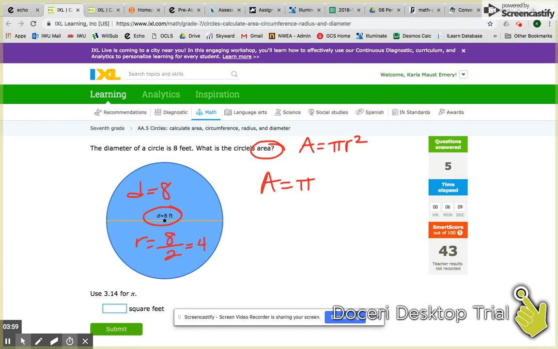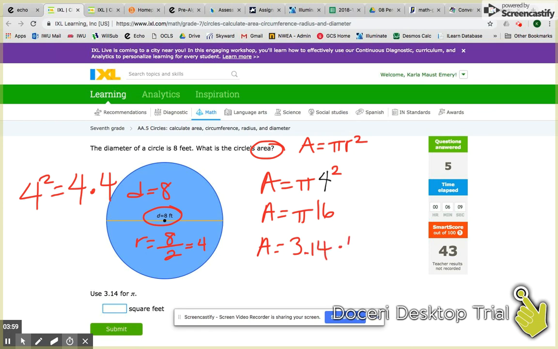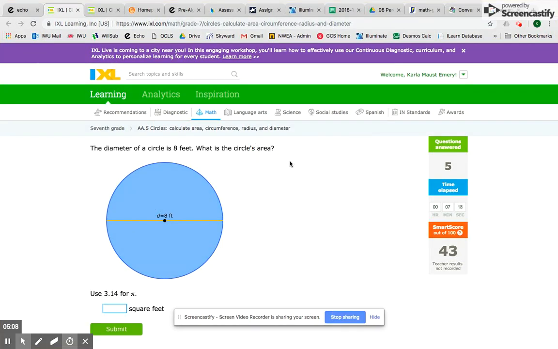And now I can put 4 in for r. So I have 4, and don't forget that's an exponent that's squared. So now I have A is equal to pi, and then 4 squared is an exponent, so that's 4 times 4. And you can always put that in your calculator. That gives you 16. And now I'm going to use 3.14 for pi, so I'm going to do 3.14 times 16 and put that in my calculator, and I get 50.24. Let's put that in. 50.24.